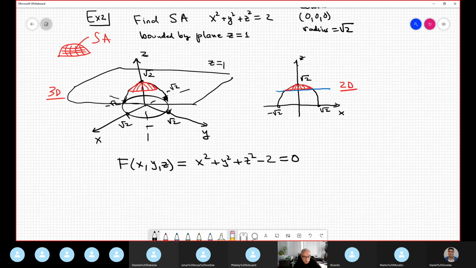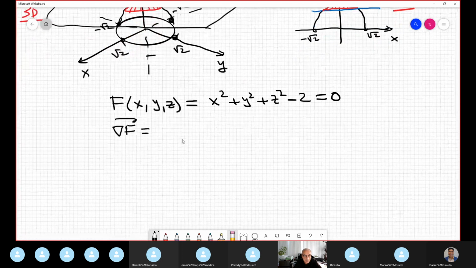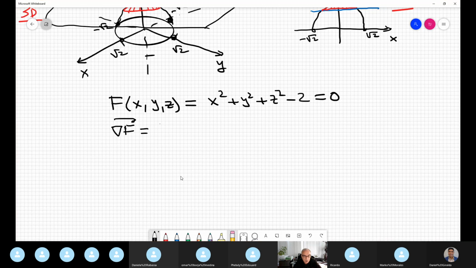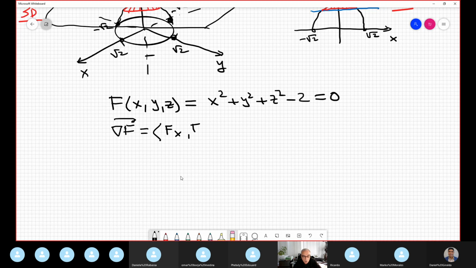And we compute the gradient. The gradient is the partial derivatives of capital F. So the partial derivative of the implicit equation with respect to x, the partial derivative with respect to y, and the partial derivative with respect to z. This is the formula of the gradient. In our specific example, you differentiate: it is 2x, 2y, and 2z. Wow, easy.